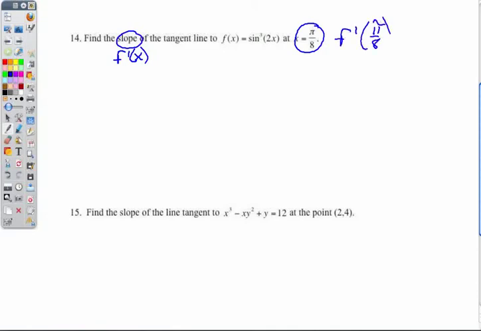We're given f of x, so what we're going to be asked to do is find the derivative of sine cubed of 2x. So that's the first step, and then once we get the derivative, we'll plug in pi over 8. Now, we have a couple functions embedded in other functions, so this is going to use the chain rule.